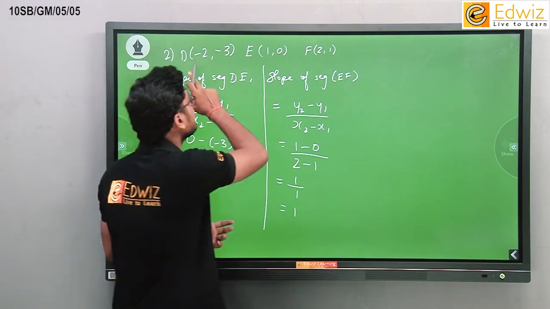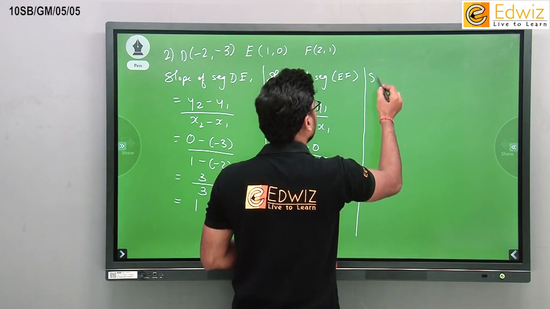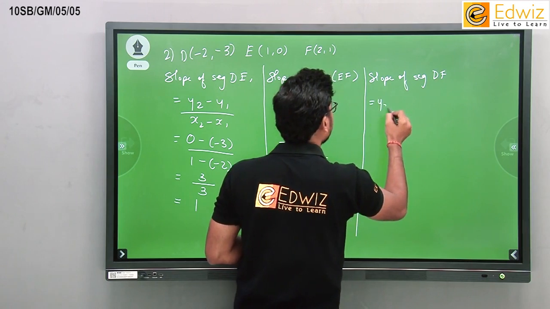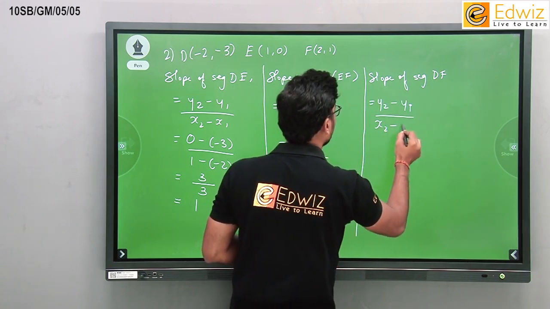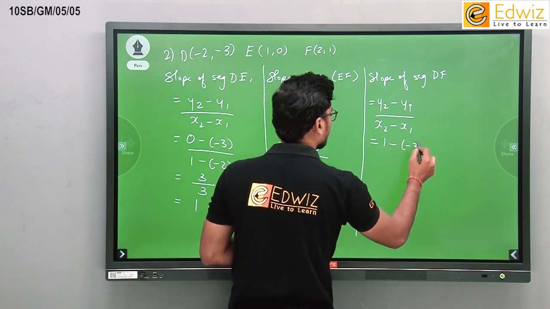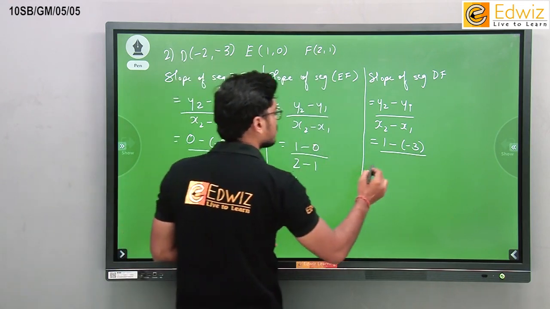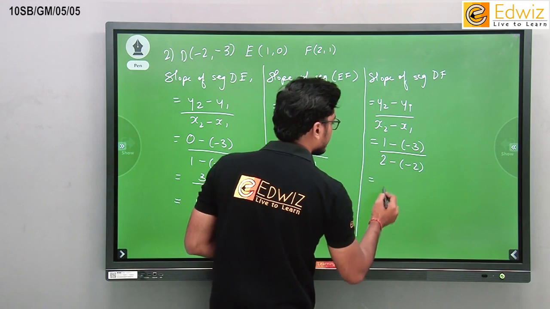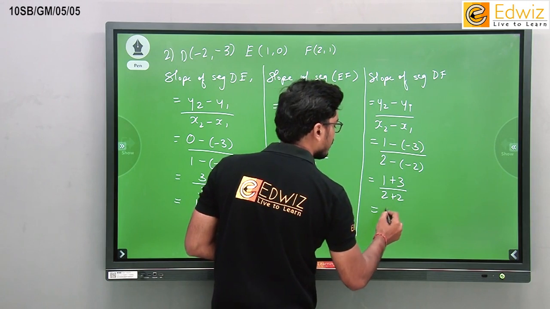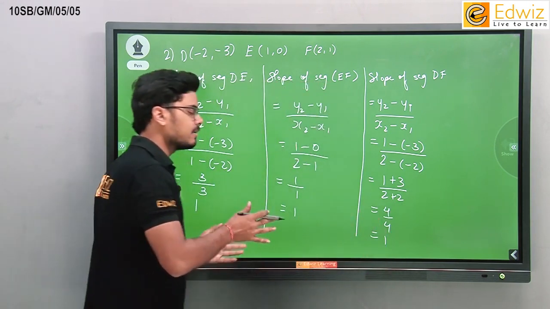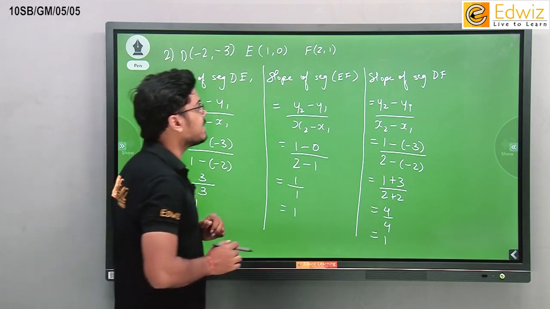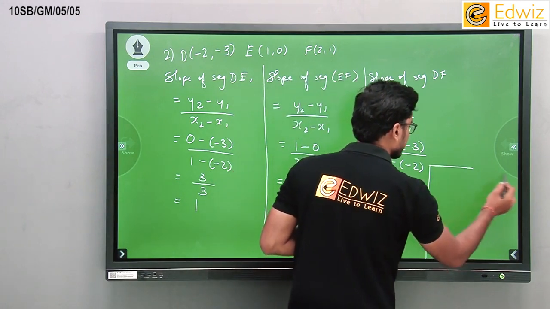Let us cross check for D and F also. So slope of segment DF will be equal to same formula, y2 minus y1 divided by x2 minus x1. Okay, so 1 minus minus 3, y2 minus y1, divided by 2 minus minus 2. Okay, so we'll get 1 plus 3 divided by 2 plus 2, 4 upon 4, which is 1. So still the slope is same. That means these points are collinear as well. Okay, so points D, E and F are also collinear since the slopes are same.